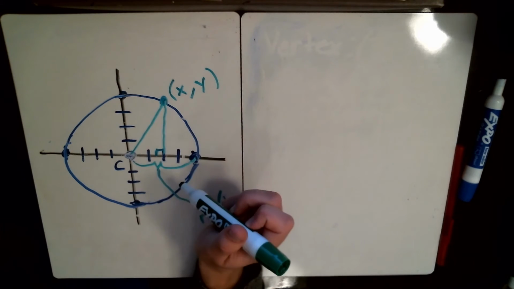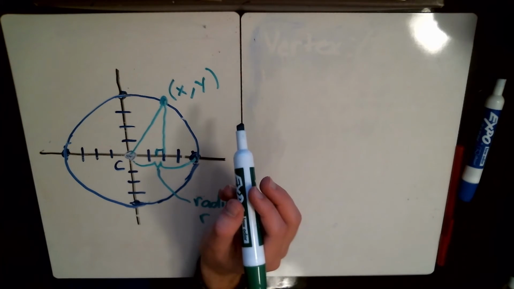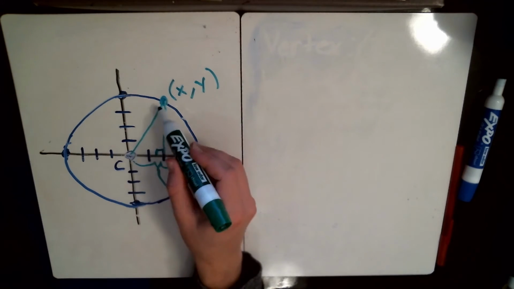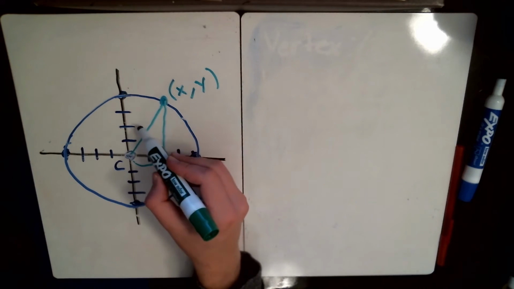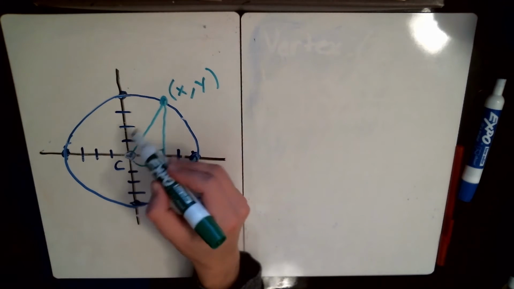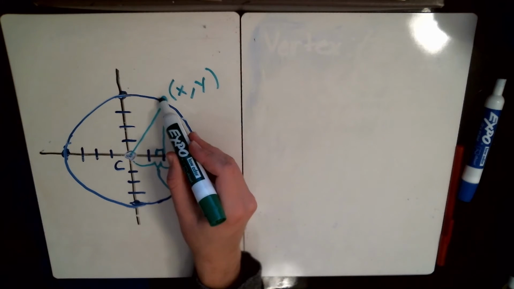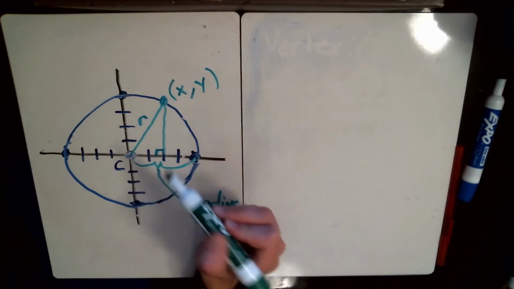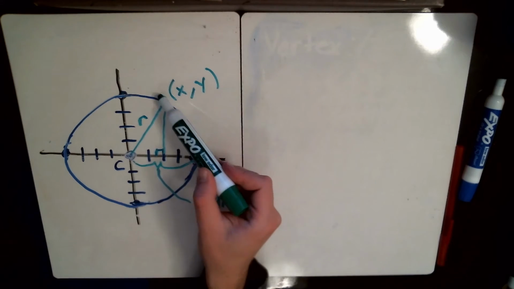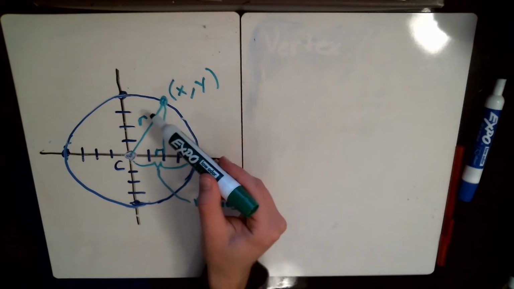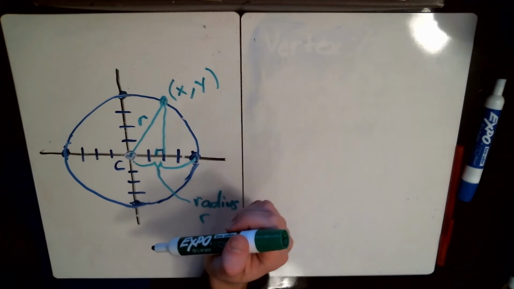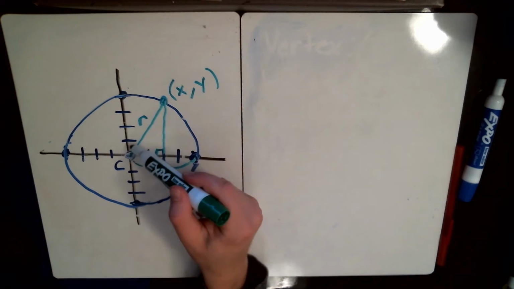Okay, and so what you can do to actually get an equation is think of this right triangle here. Well, this side here, the distance from the center point to the point on the circle, that's going to just be the radius, right? Because every point on the circle is the same distance away from the center. It's always the radius away. So that's going to be r.